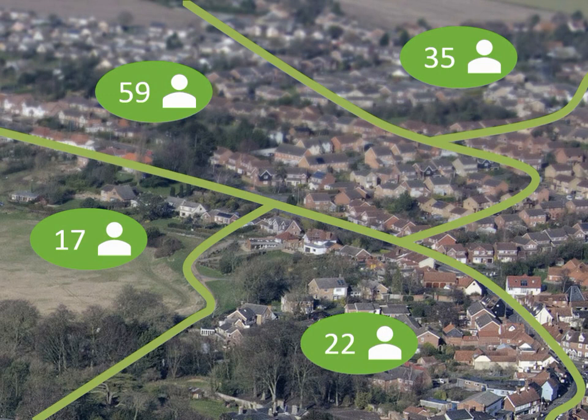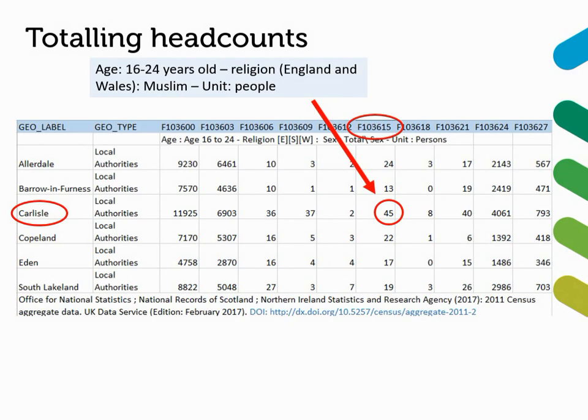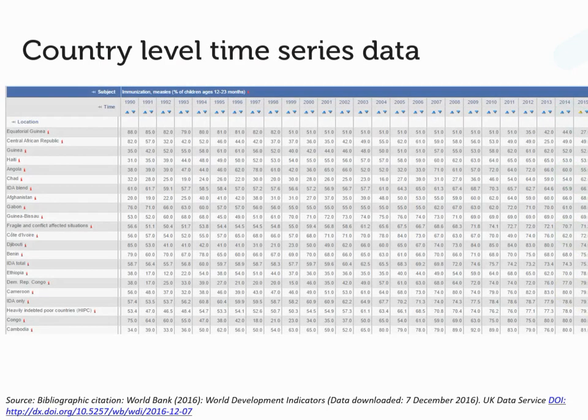Aggregate data about people are either counts or have been averaged, totaled, or otherwise derived from the individual level data found in surveys or census returns. So for example, we have a total headcount of everyone in Carlisle in the 16 to 24 age group who defined themselves as Muslim in the 2011 census. This is an aggregate count as it is produced as a total from the individual census returns.